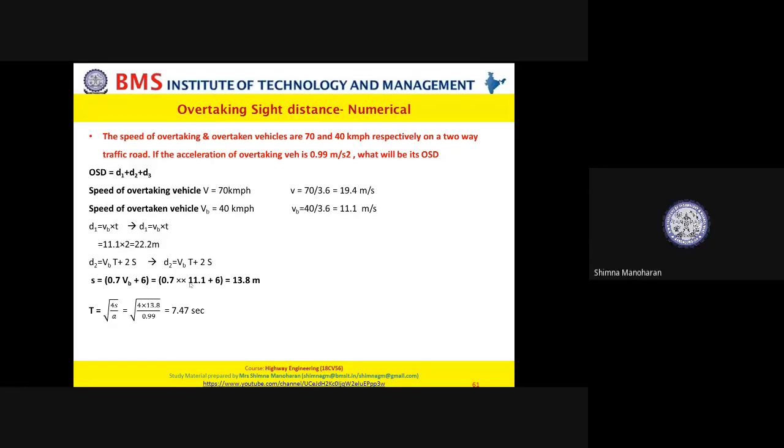So here again, you have to be careful. It is in meter per second square. Acceleration should be in meter per second square. Okay, so we got capital T. So now you have to compute D2. D2 is nothing but VB into T plus 2S. So substitute VB, capital T and 2S and get the value for D2.